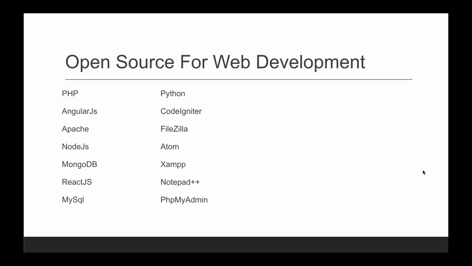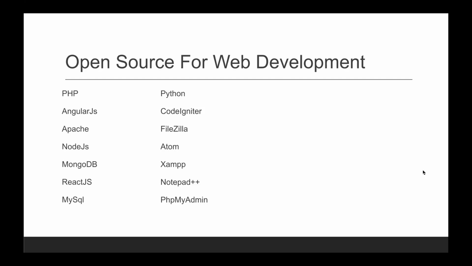For example, CodeIgniter. CodeIgniter is one of the PHP frameworks, which is built on top of PHP, which is completely free. There is another, it's not mentioned over here, but there's another popular framework in PHP called Laravel, right? It is again built on top of PHP. It's completely open source, right? And you can freely use it.